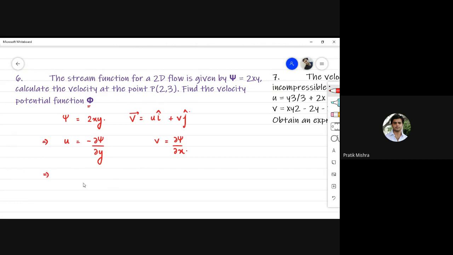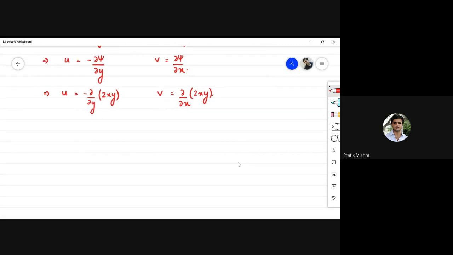यहां से आप u कैलकुलेट कर लीजिए, u इज इक्वल्स टू माइनस ∂/∂y of 2xy, एंड यहां से v कैलकुलेट कर लीजिए, v इज इक्वल्स टू ∂/∂x of 2xy। So from here your u comes out to be minus 2x, u is minus 2x, and v is 2y.